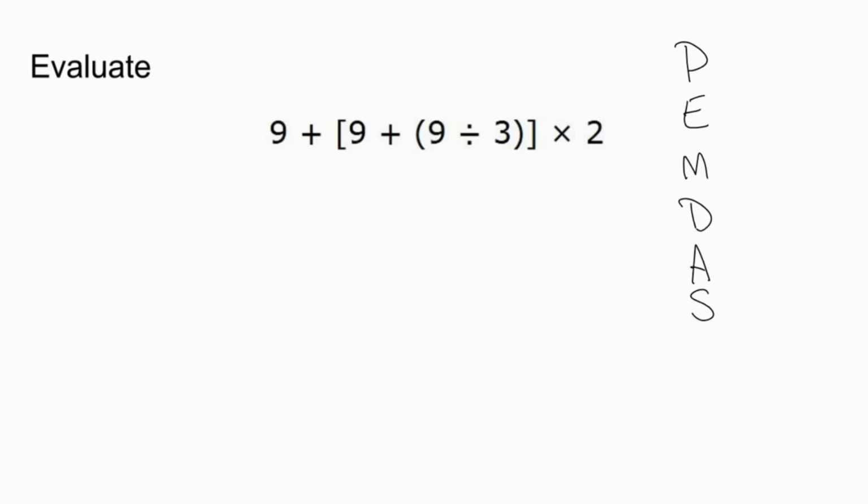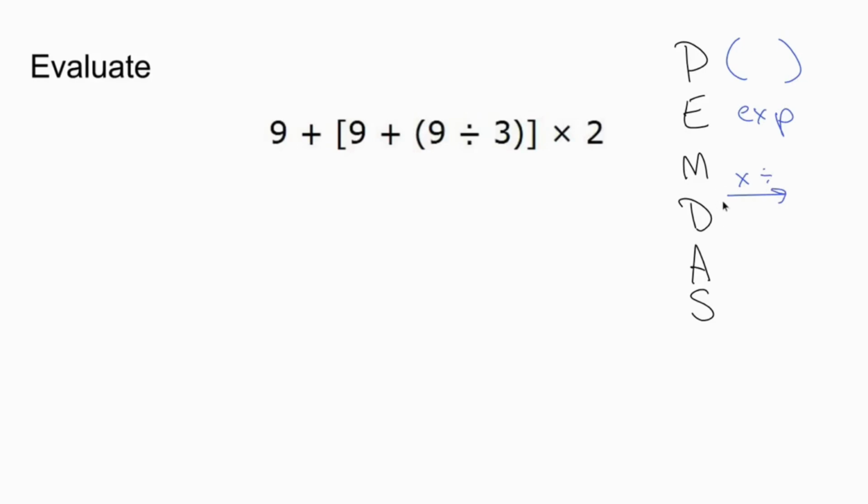Now, what does PEMDAS stand for? PEMDAS stands for do everything inside parentheses first. Now, brackets are a different type of parentheses. So this rule is special in this problem. We'll talk about it when we get there. The E stands for exponents. The M and the D stand for multiply, divide, left to right.